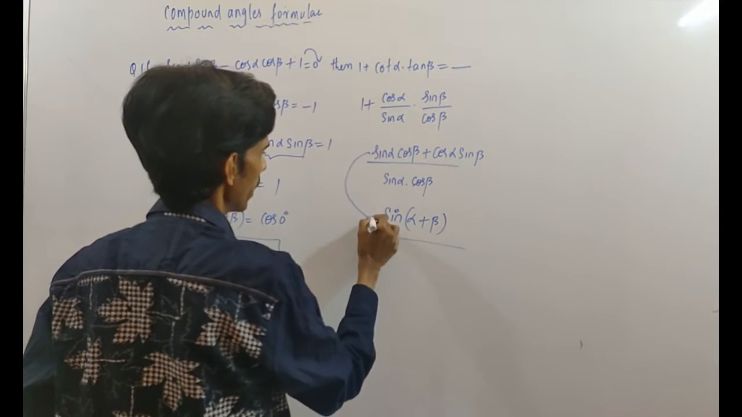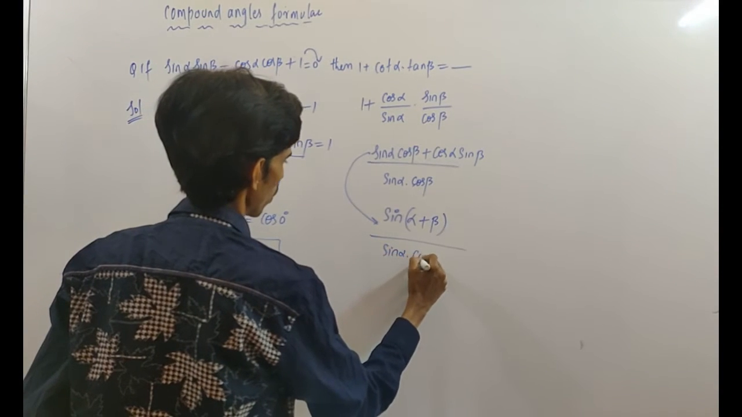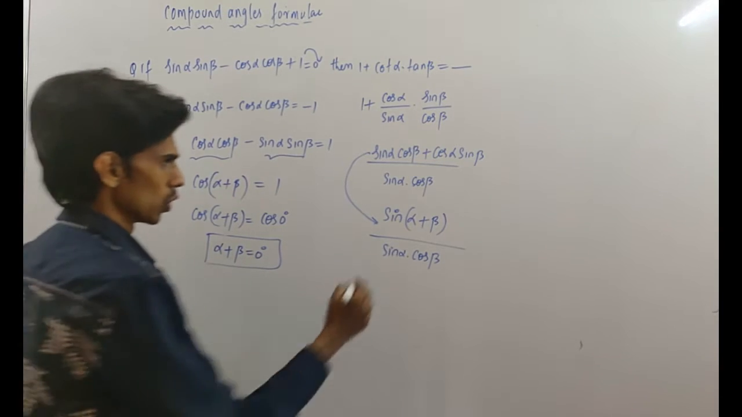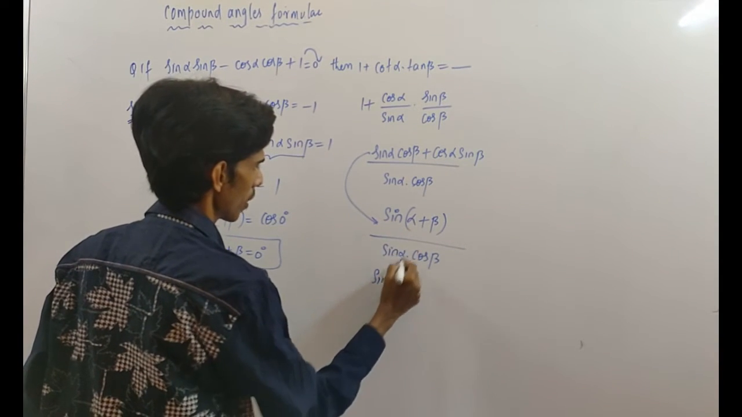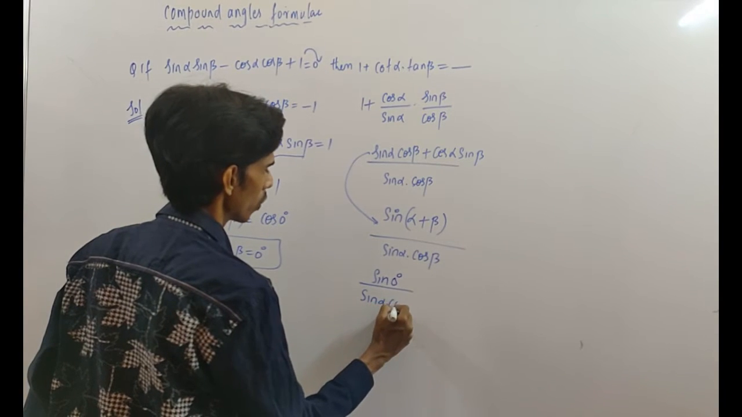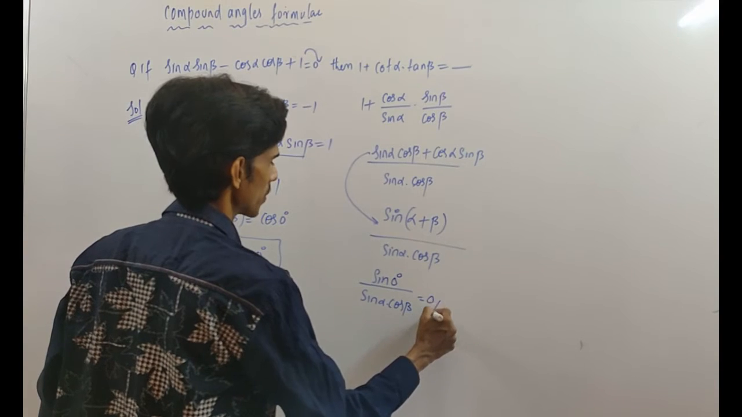Now this complete will be transformed to this. It will become sin alpha plus beta divided by sin alpha into cos beta. Alpha plus beta value is 0, so put alpha plus beta as 0. Sin 0 divided by sin alpha into cos beta. Sin 0 value is 0 only. So the answer is 0.